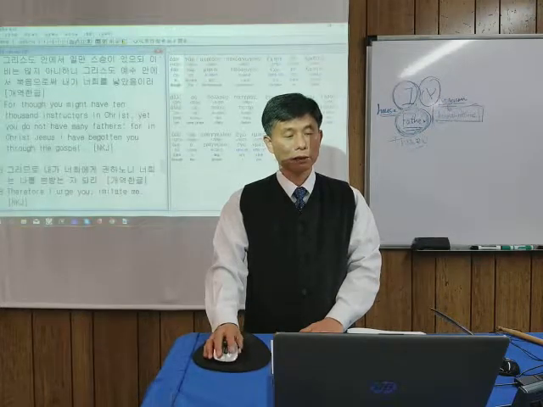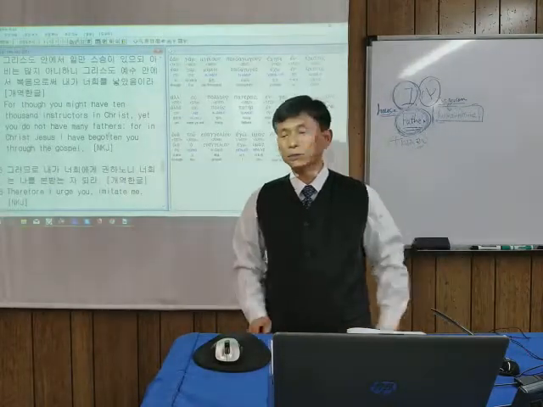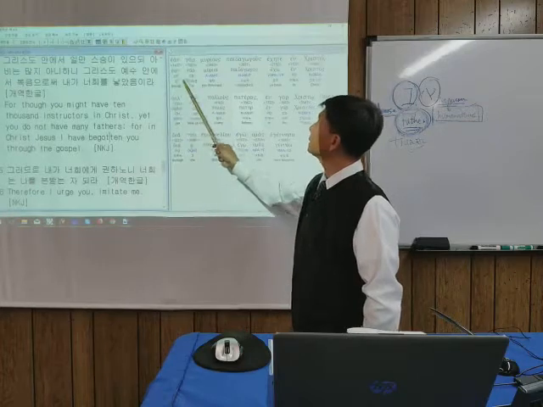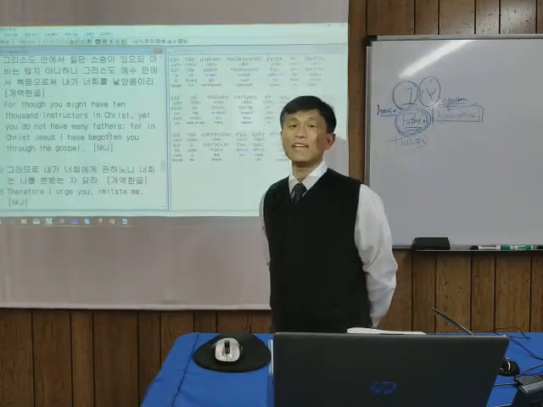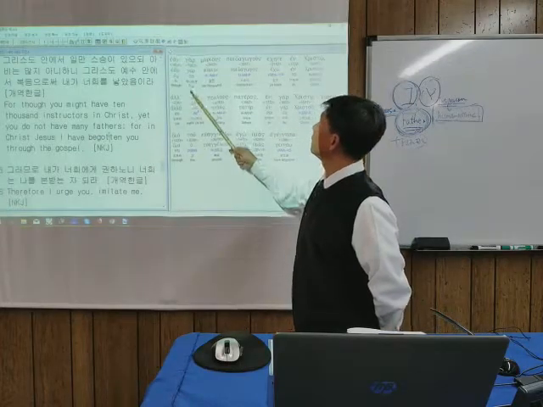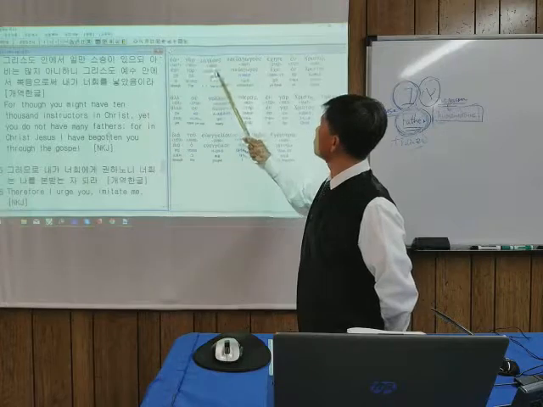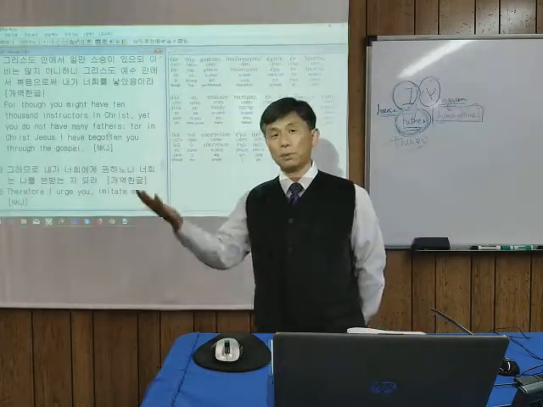Look at here, though you might have 10,000 instructors in Christ. Ean is not 'though.' Ean is the subjunctive, 'if.' For murioi translates as 10,000. It means a great number. We can go to 3463 in the dictionary.